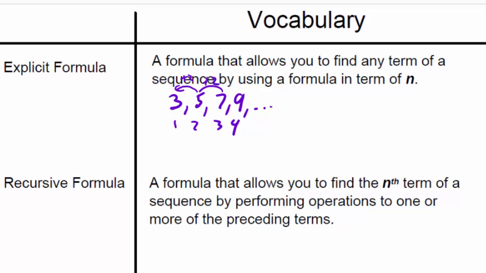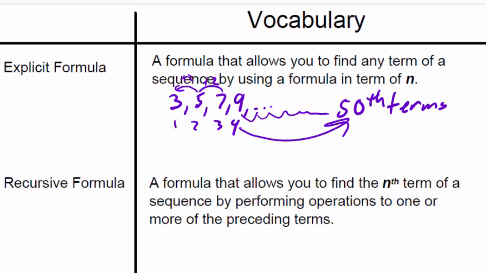So what if I wanted to find the 50th term? One thing we definitely don't want to do here is to go through the 5th term, the 6th term, the 7th term, all the way up to the 50th term. That would take too long. So we write a formula that allows us to jump from 4 all the way up to the 50th, and we do that with something called an explicit formula. It allows us to skip everything between.